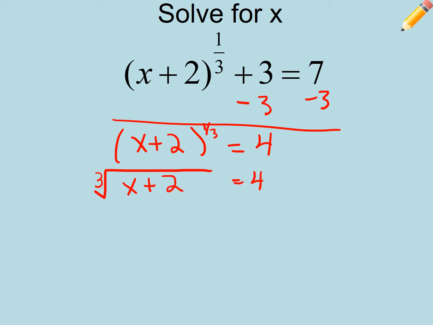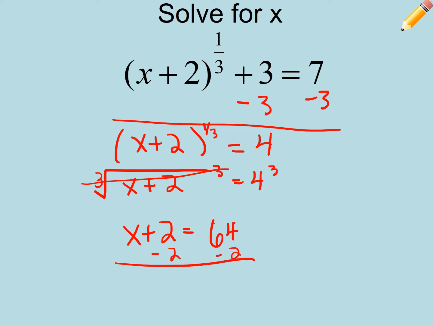In order to undo a third root, we'll have to raise both sides to the power of 3. So that can cancel. So we get x plus 2 is equal to 4 to the 3, which is 64. And then we can minus 2, x is equal to 62. And don't forget, you have to check for extraneous solutions.